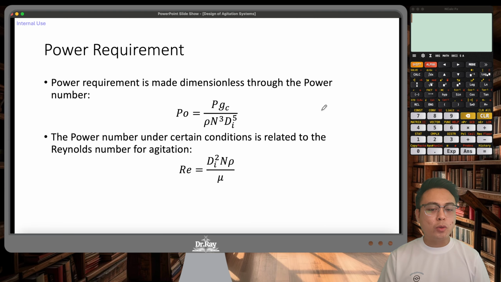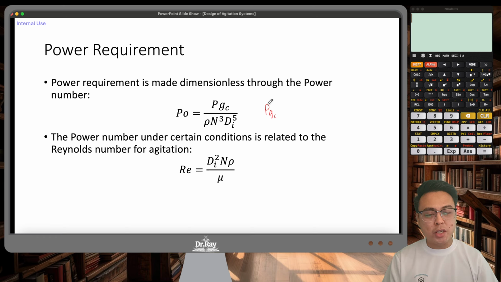And we're going to introduce a parameter called the power number. The power number is written here. The power number is a dimensionless number, and it consists of the following terms. You have here power, Gc, over the density of the fluid inside. N is the impeller speed, and d sub I is the impeller diameter. The power number relates the parameter of power to the other parameters. So if I rearrange this equation, I can write this as power.